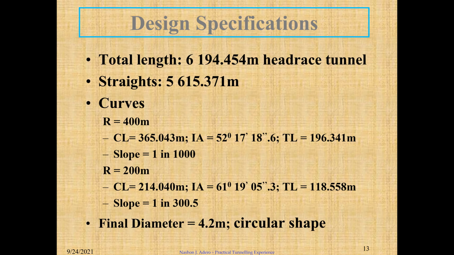That curved section with a radius of 200 meters was designed to have a slope of 1 in 300.5. So the slope there was steeper than the slope for the section with a curved radius of 100 meters. But we also had a straight section. So these curves were joining the straights. The straight sections had a descent gradient of 1 in 1000 as well.